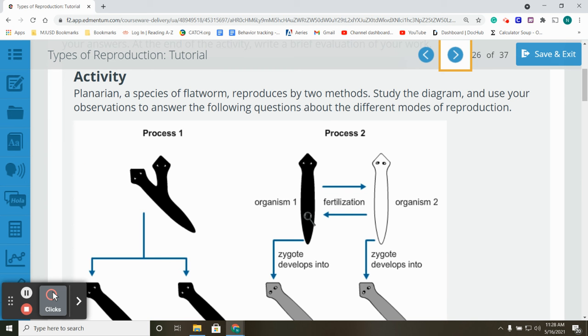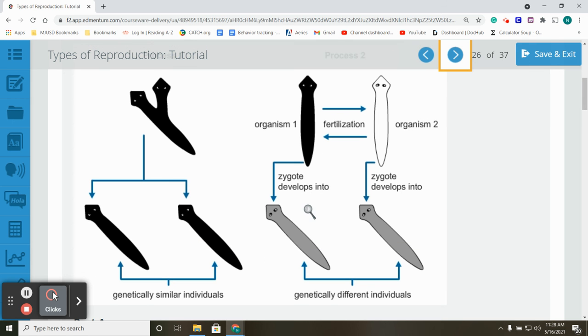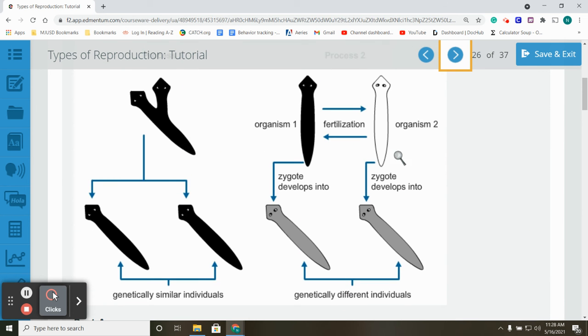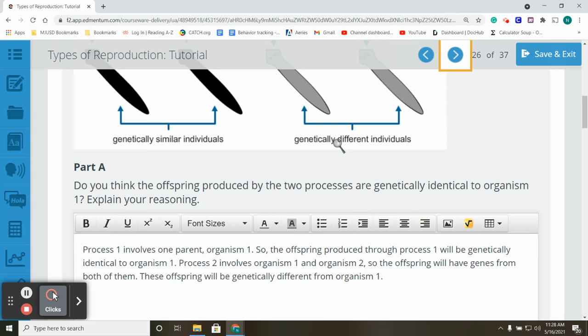It can also reproduce by having two separate organisms, not one that splits, but two separate. They fertilize an egg, the zygote develops into two genetically different individuals, or a genetically different individual, assuming that it does it twice.